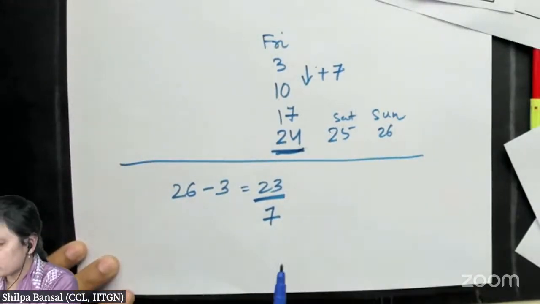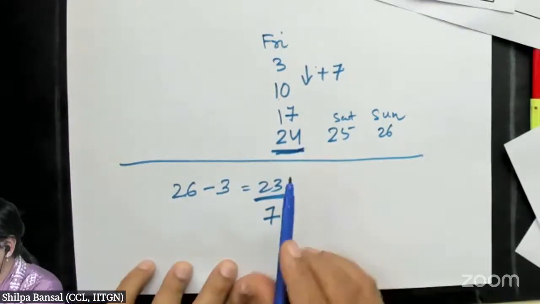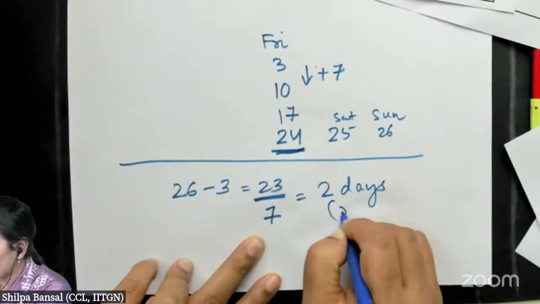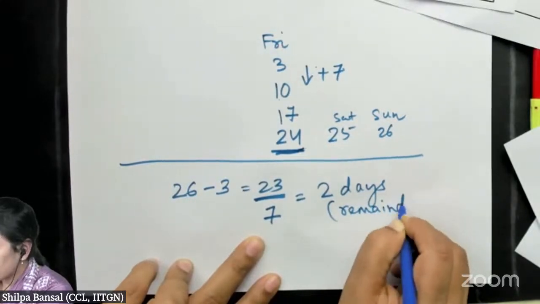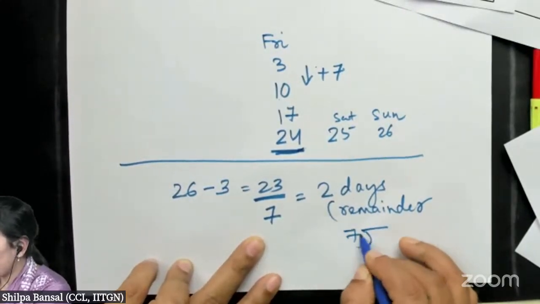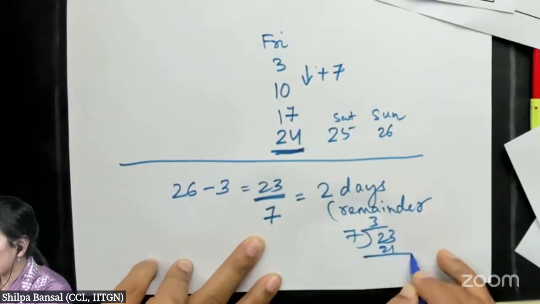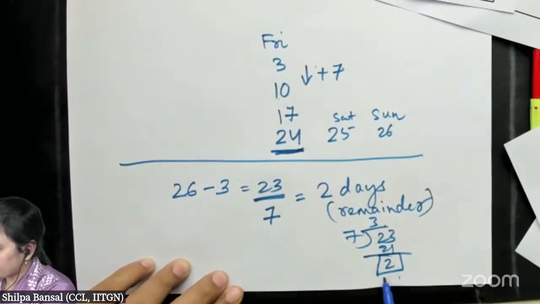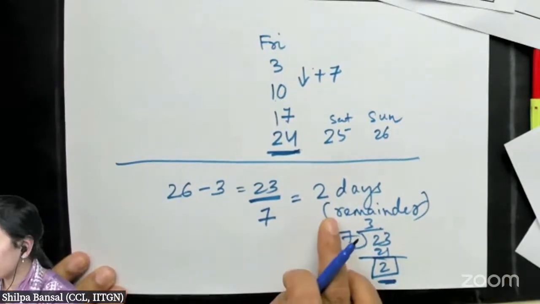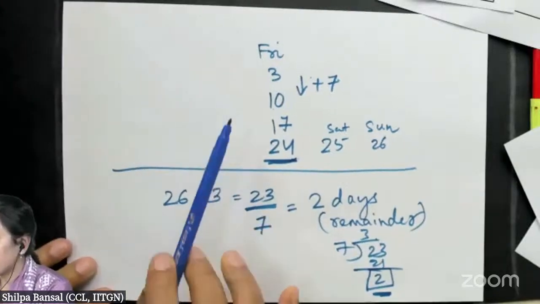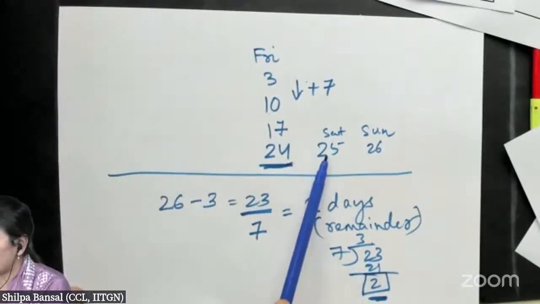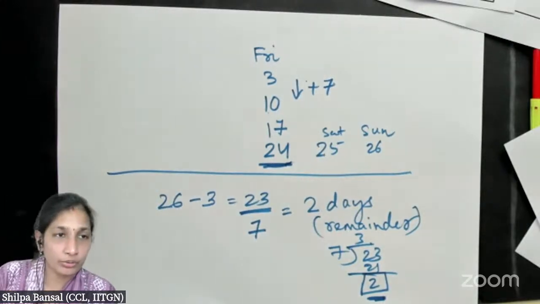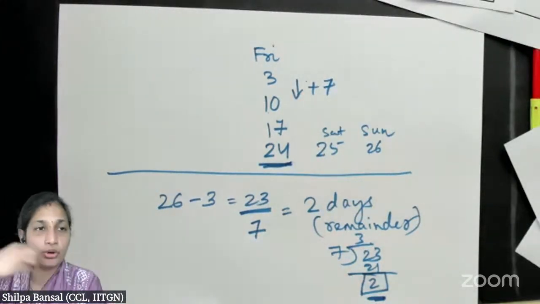You can use this or this. So what is the remainder? 7 times 3 is 21, and 2 is the remainder. We will use this one, not this one. So it is the remainder. We have to go 2 days ahead of Friday. If 3 is Friday, we will go 2 days ahead. So whatever is the remainder, you go that many days ahead.